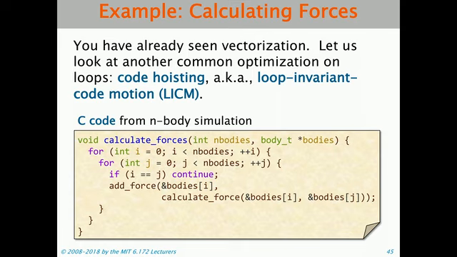For all the bodies, zero to number of bodies. For all the bodies, zero to number of bodies. As long as you're not looking at the same body, call this add force routine, which calculates the force between those two bodies, and adds that force to one of the bodies. That's all that's going on in this code.